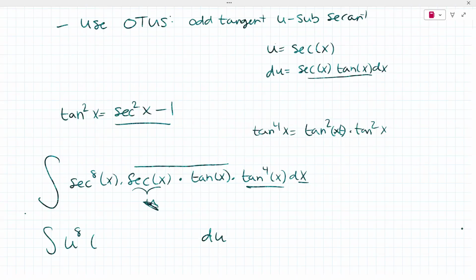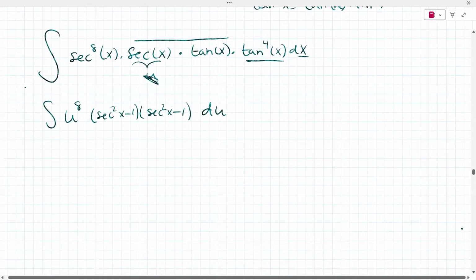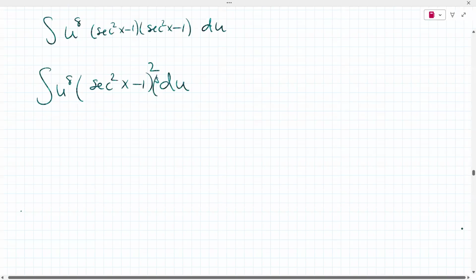Okay, so I'm going to replace this tan 4th of x with secant square of x minus 1 times secant square of x minus 1. Is there anything else we could do? Yes. Secant square of x minus 1 times secant square of x minus 1 is the same thing as secant square of x minus 1 to the second power. And then you have this du. Uh-oh. It looks like we're going to have to do some kind of double substitution.